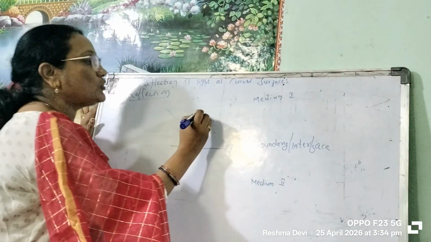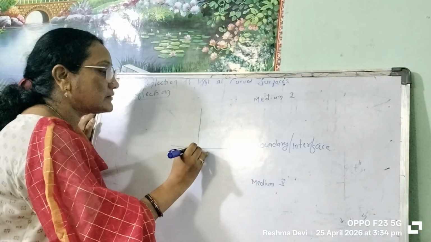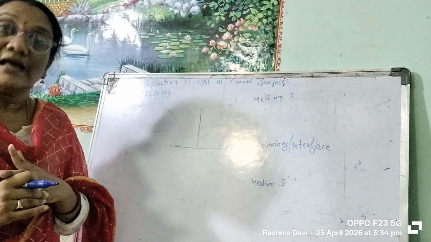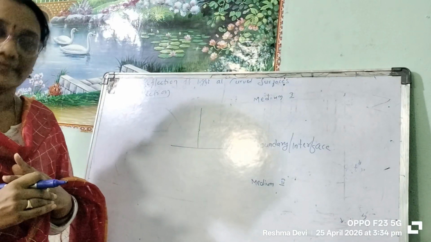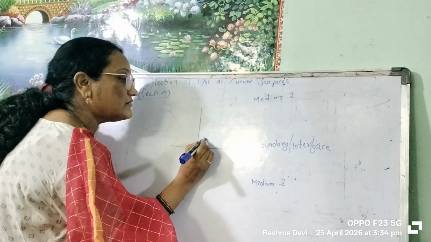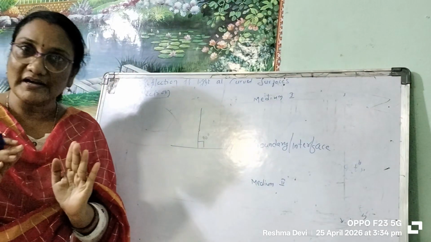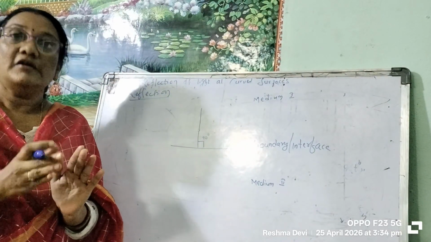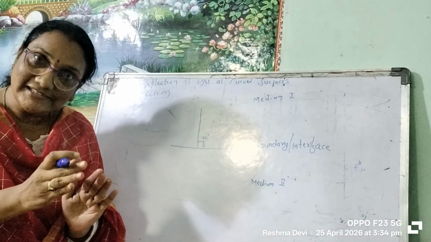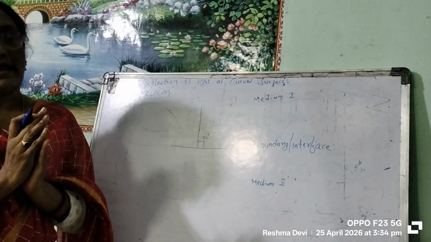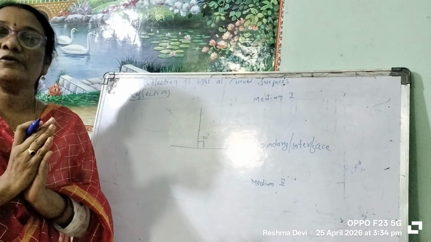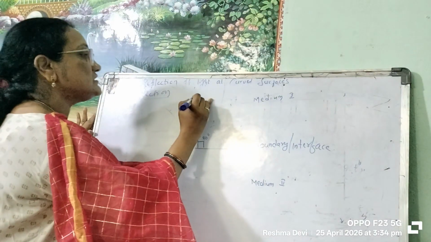Now, I'm drawing a straight line which is perpendicular to the boundary. Perpendicular means it is making an angle of 90 degrees. That particular line which we draw from the boundary makes an angle of 90 degrees with the boundary. Now this line which is perpendicular to the boundary or interface, we call the normal.